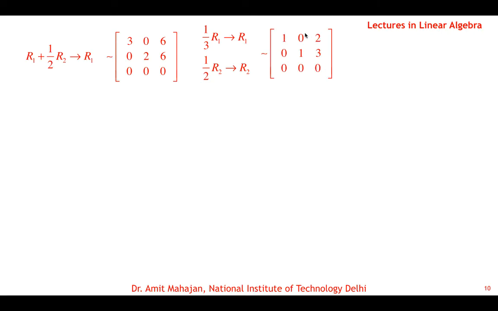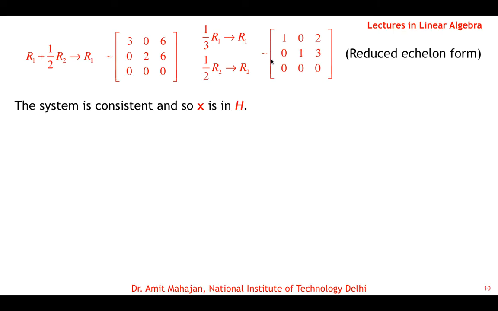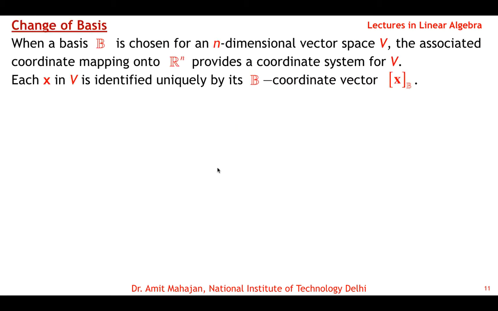Okay, once we have the reduced equivalent form, we can see that this is the column for c1, so c1 equals 2, and this is the column for c2, so c2 equals 3. So clearly the system is consistent, so x is in H, and the B-coordinates of x are c1, c2, where c1 is 2 and c2 is 3, so we have the solution.